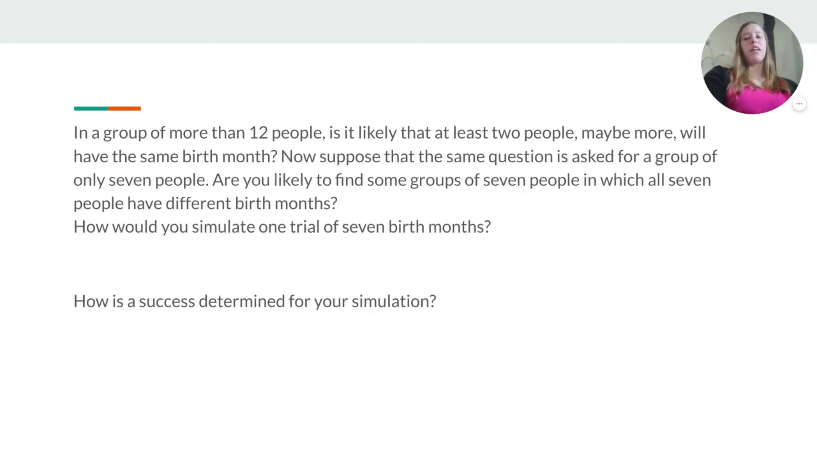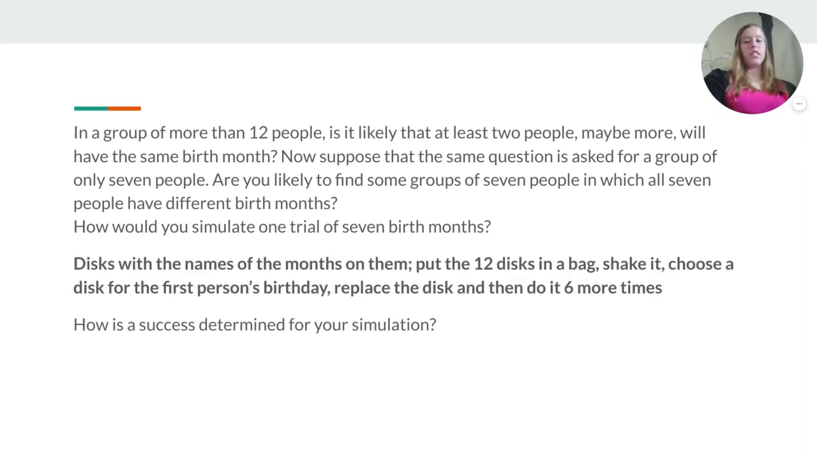Okay, how would you simulate one trial of 7 birth months? Well, if you use the discs, you'd put the 12 discs in a bag, shake it, choose a disc, replace that, and do it 6 more times. It's important to replace the disc or whatever you're using because you still need the same opportunity for each of the outcomes to be rolled or selected or however it works.